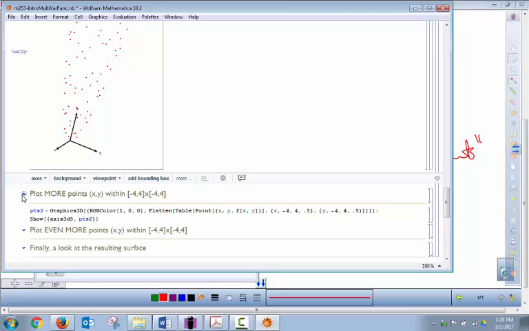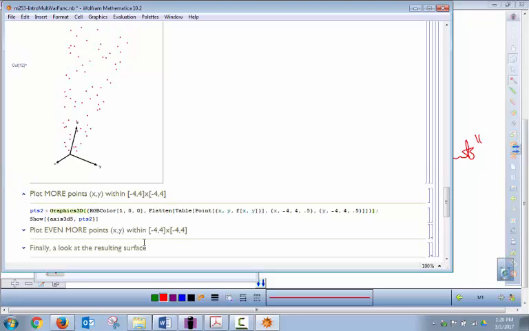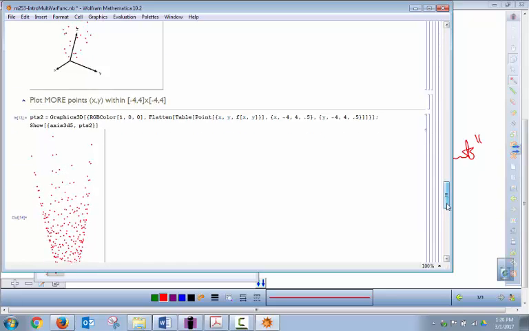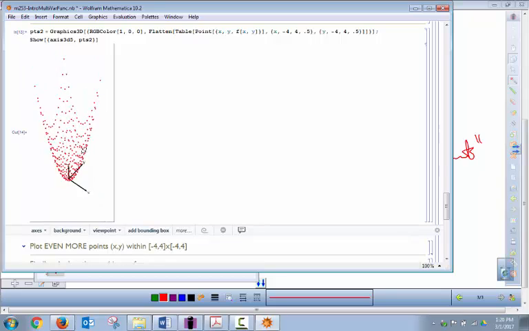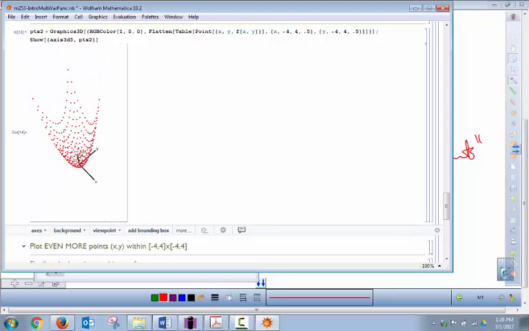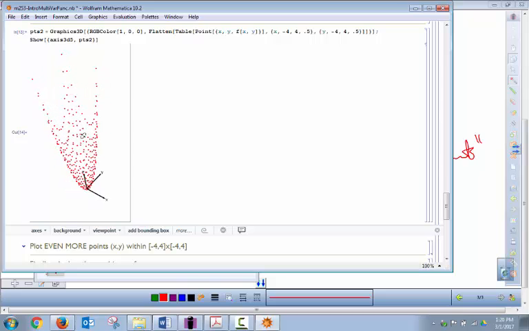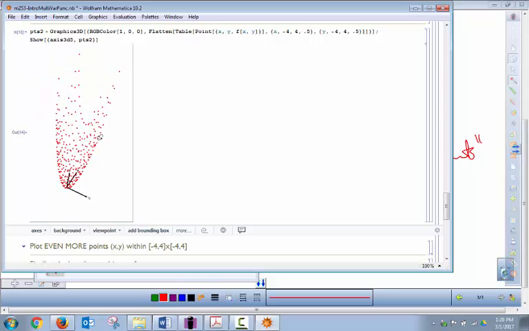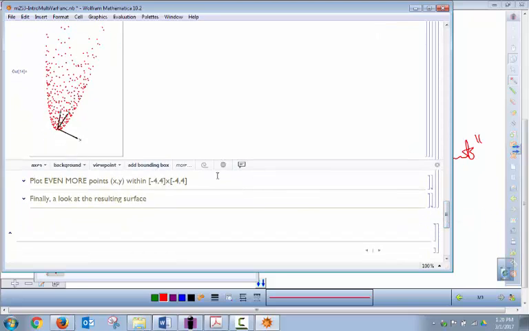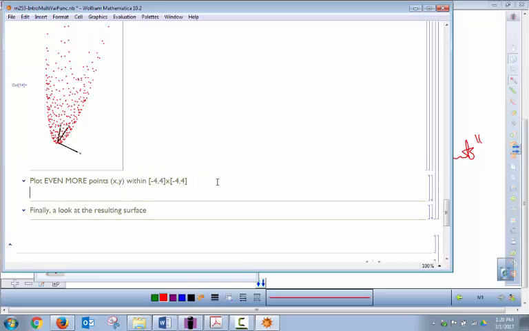So what do you think the shape is going to look like? Let's plot more. Here I have it from the top. You can kind of get the shape already. From the top, I have more points to plot within the 4x4 section, and it's starting to look like a paraboloid.